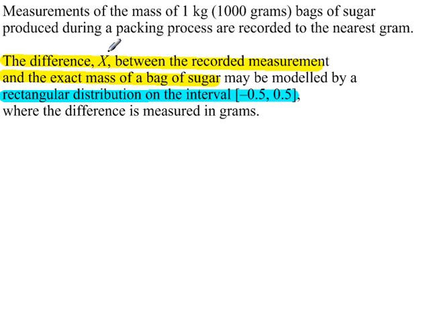The random variable x is the difference between the recorded measurement and the exact mass of a bag of sugar. So the exact mass should be 1000, but it's not going to be 1000. There will be slight differences. Some will weigh more than 1000, some bags will weigh slightly less. But the recorded measurements are not giving the exact mass of the bag of sugar.